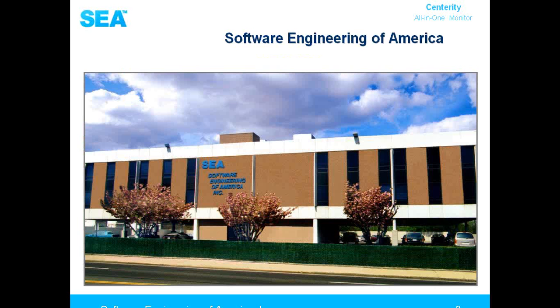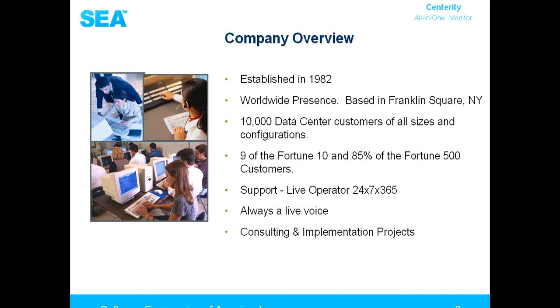So, Software Engineering of America. We're headquartered here in Franklin Square, New York. We've been around since 1982. Our focus has been helping our thousands of customers worldwide achieve a cost-effective business environment. And over the years, we've developed a very good reputation for excellent support. Some of our customers include 9 of the Fortune 10 and 85% of the Fortune 500. And also, one of the great unique features of this company: when you call us for help, you'll always get a live operator, which will be made up of SEA staff.